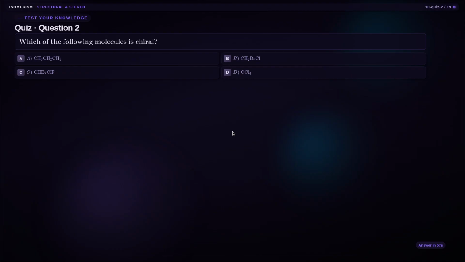Quiz question 2. Which of the following molecules is chiral? Option A, CH3CH2CH3. Option B, CH2Cl2. Option C, CHBrClF. Option D, CCl4. Consider which molecule has a carbon with 4 different substituents.